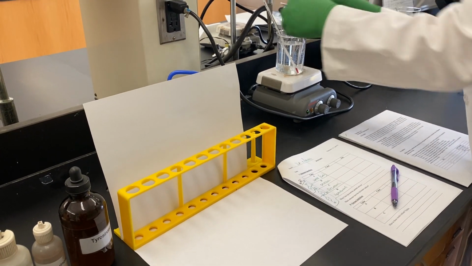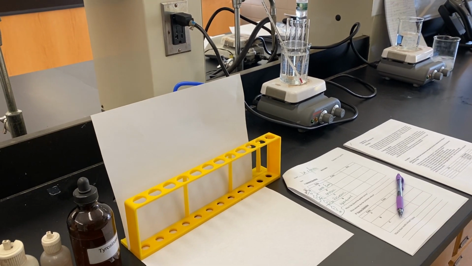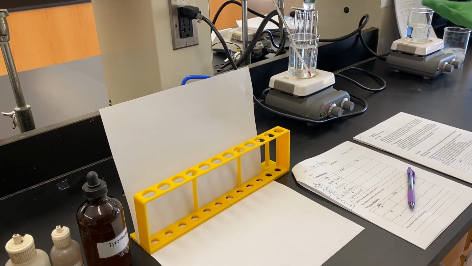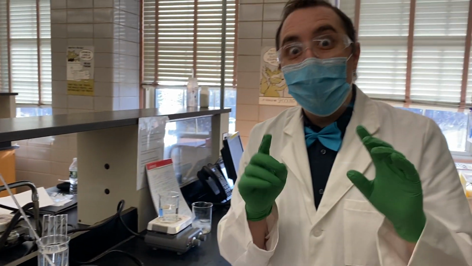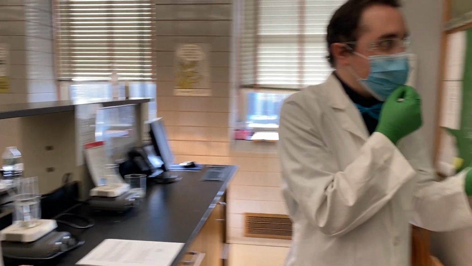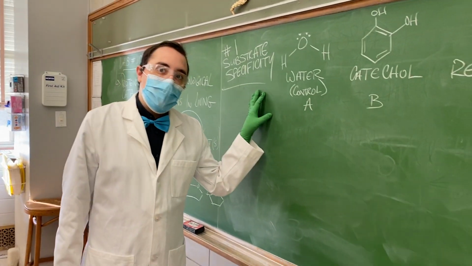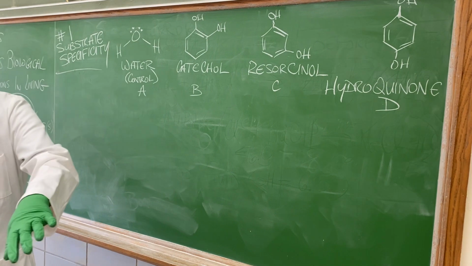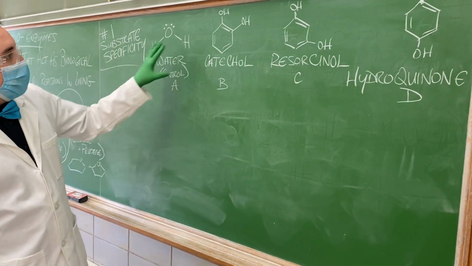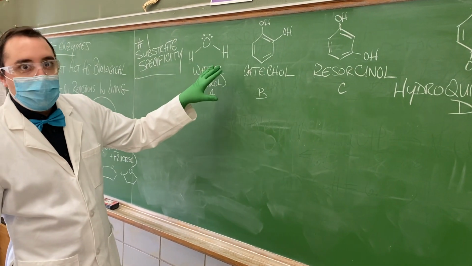We are going to check in with our compounds in a little bit, 5 to 10 minutes. We'll see if they change color, if anything happens. I just want to show you what the molecules look like if we head over here. Part 1, substrate specificity. In all 4 of the test tubes, A, B, C, and D, we have, of course, tyrosinase, 15 drops in each.